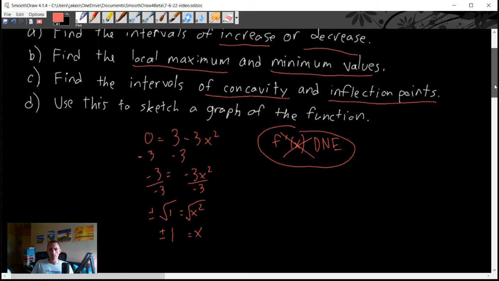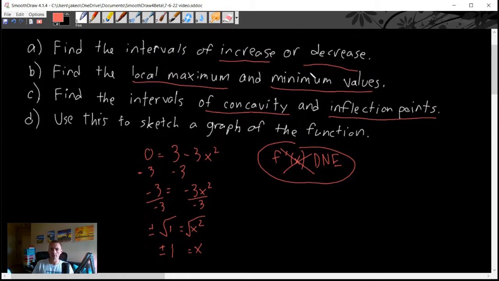Now to figure out where we have intervals of increasing and decreasing, we want to take these two critical numbers that we found and put them on a number line. So we're just going to start with a number line. And we're just going to draw our critical numbers on there. So -1 and +1. A common mistake I see people make with this sort of problem is they will always put 0 on here. You don't want to always put 0 on your number line. You only put 0 on the number line if 0 is a critical number. In this case, it's not. So we do not want 0 on there. We only want to put our critical numbers on there.